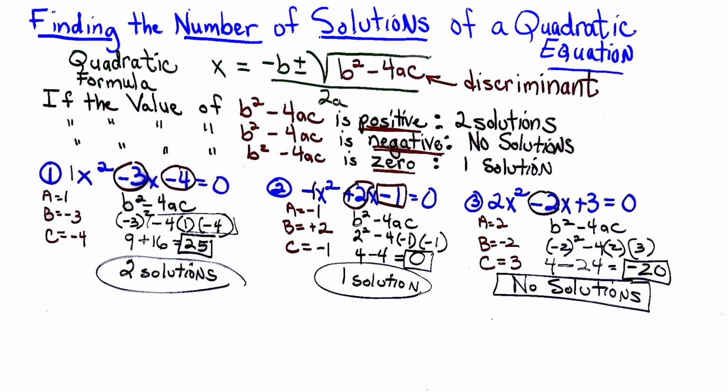Finding the value of the discriminant will give you the number of solutions your quadratic equation will have.